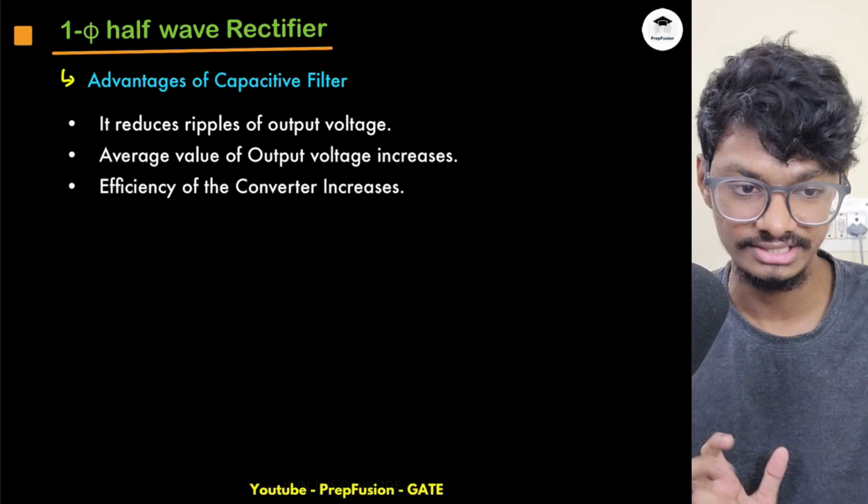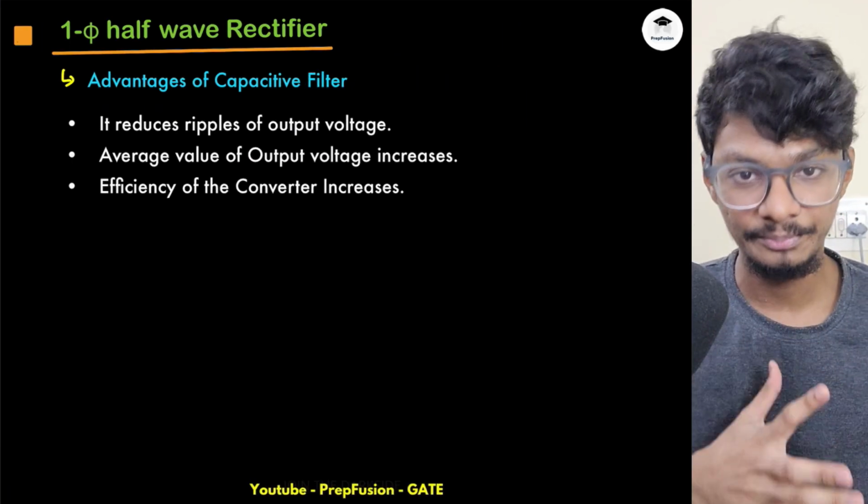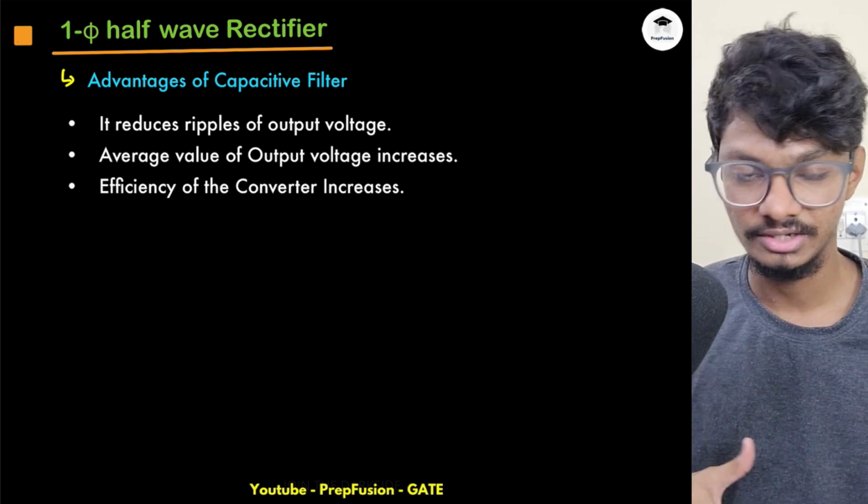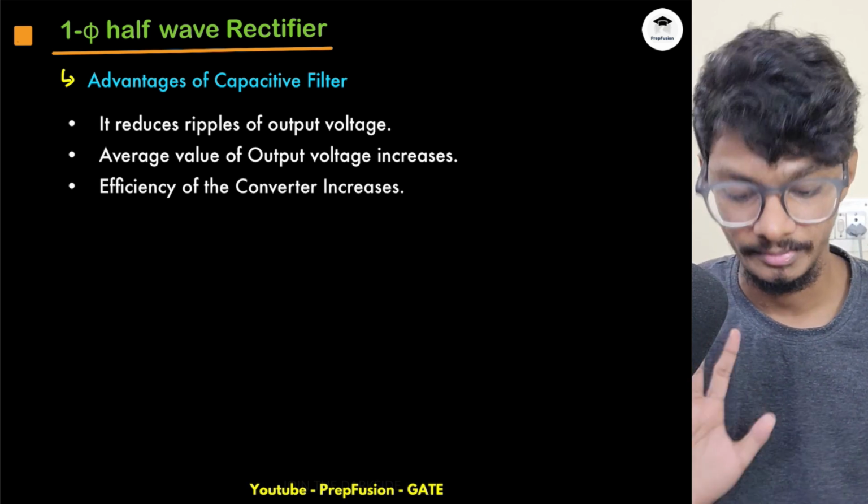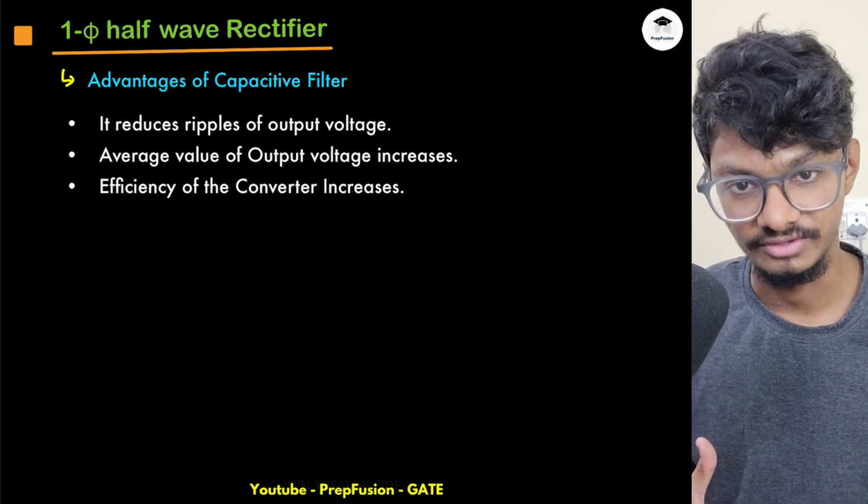So this is a very interesting analysis, and many people don't cover this. I'm pretty sure one day GATE will again ask a question from this, and many people will not be able to solve this. Now, what are the advantages of a capacitive filter?